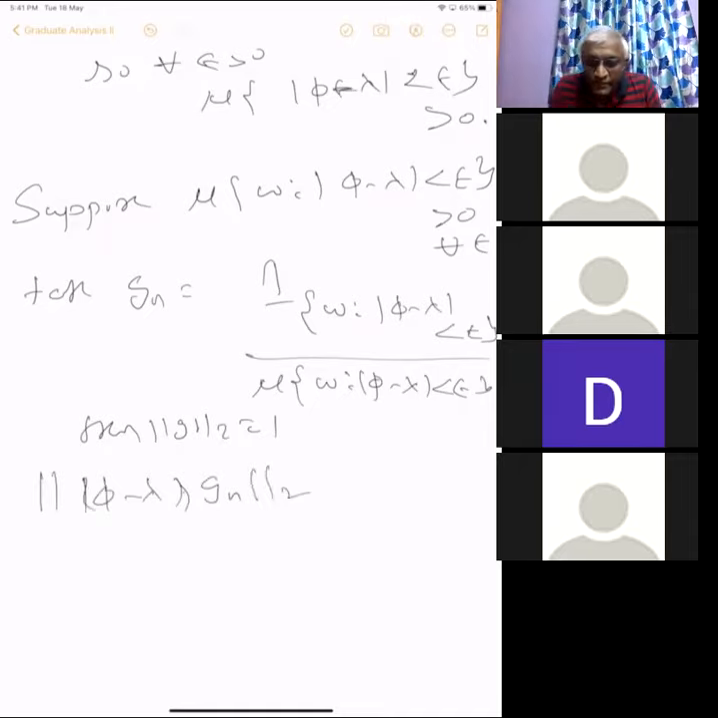In the definition of Gn, in the denominator there should be a square root, right? Correct, that's the square root, because I just want to make the norm 1. So there is a square root. Now the norm of phi minus lambda times Gn in L2 should go to 0.